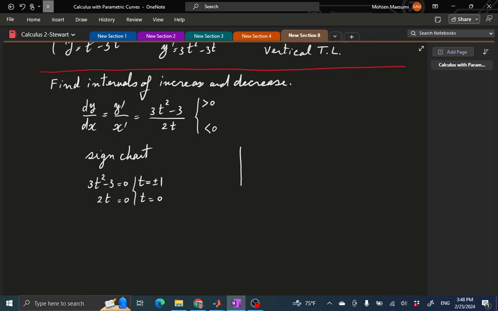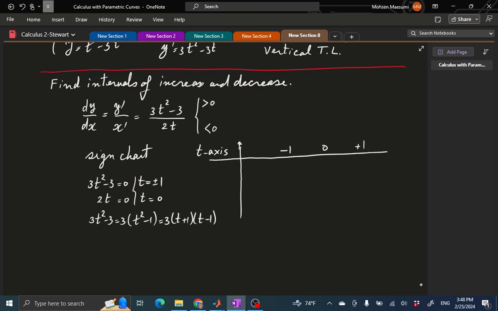Then I make a table. The table's top row is your variable axis. Your variable is now the t-axis. Again, this is not x, it's the t-axis. We have a bunch of numbers here, minus 1, 0, and plus 1. Each of them comes from some factor. Let me remind you, 3t squared minus 3, of course, factors as 3 times t squared minus 1, which factors as t plus 1 times t minus 1.